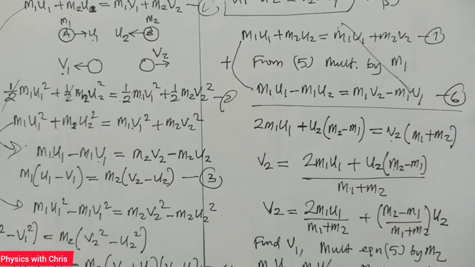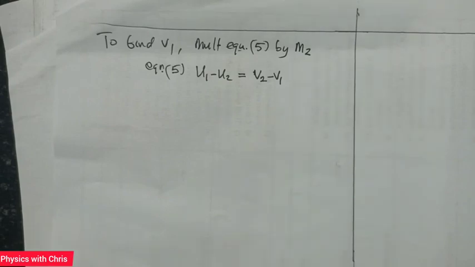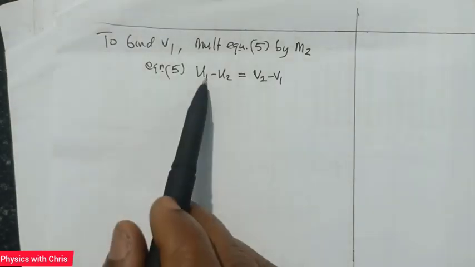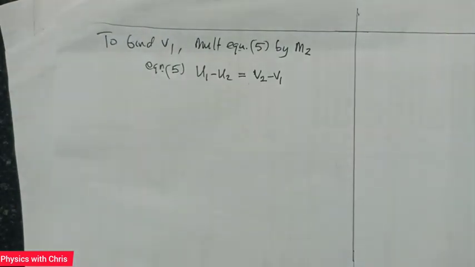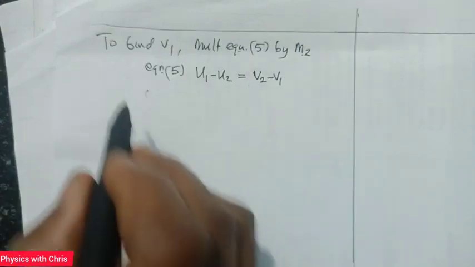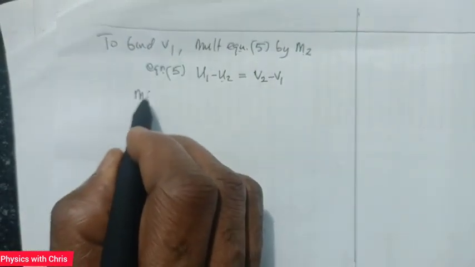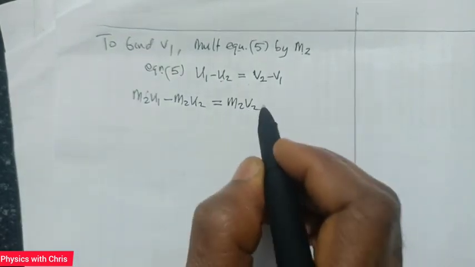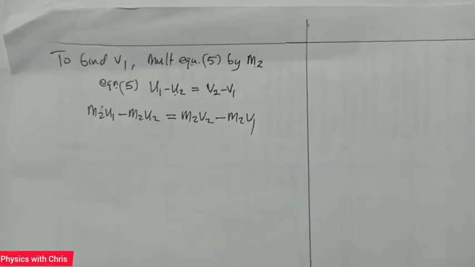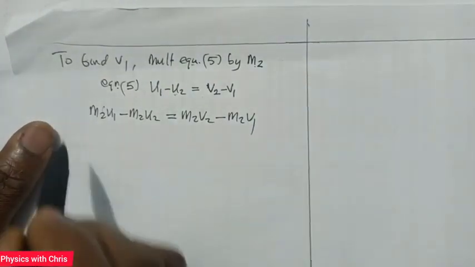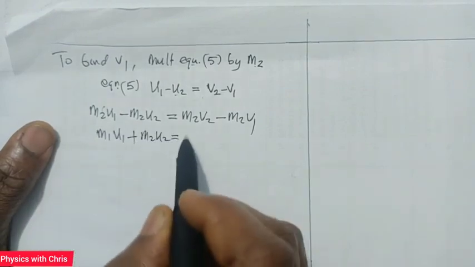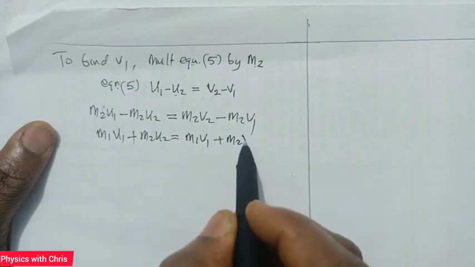I want to find v1 now, okay? So I move to another page. To find my v1, I'll start by recalling equation 5, that is, the relative speed of approach of the two masses equals the relative speed of separation of the two masses. I'll multiply equation 5 by m2. So I have m2u1 minus m2u2 is equal to m2v2 minus m2v1. Then from equation 1, m1u1 plus m2u2 is equal to m1v1 plus m2v2.